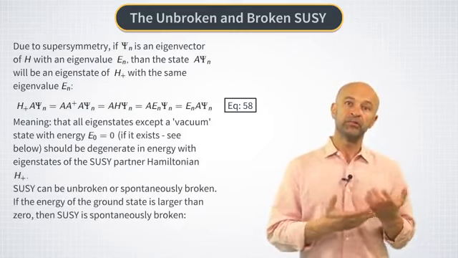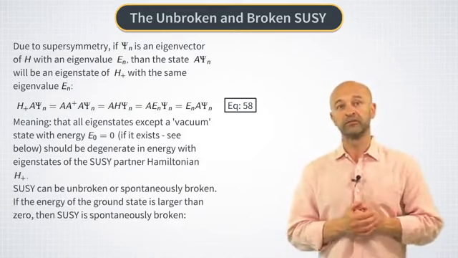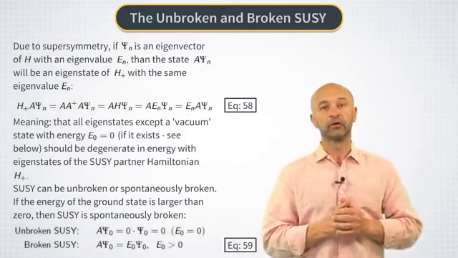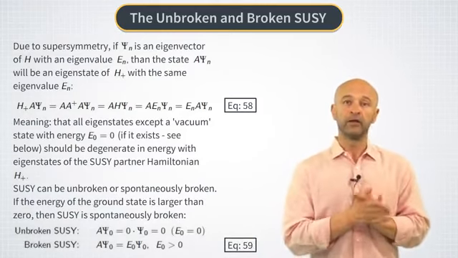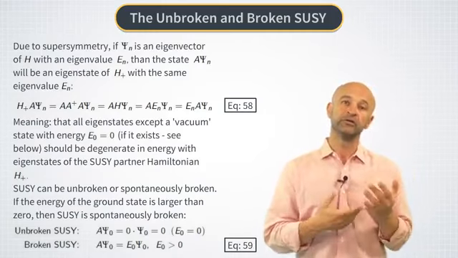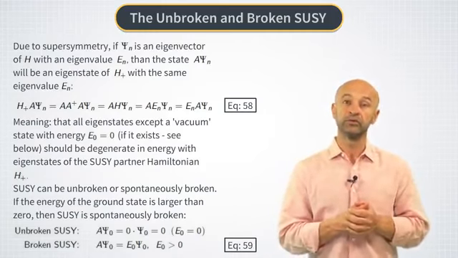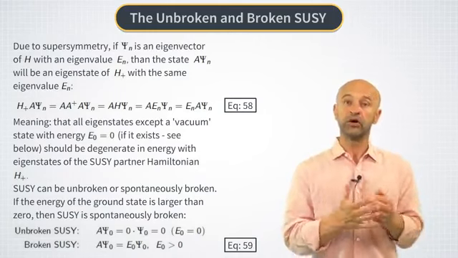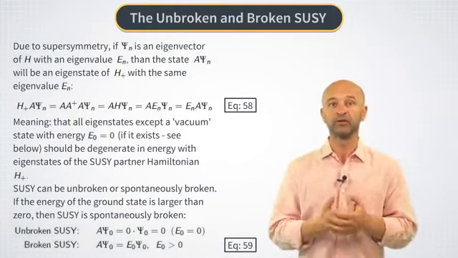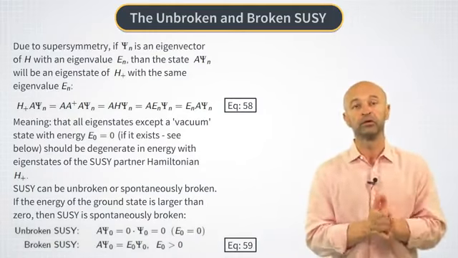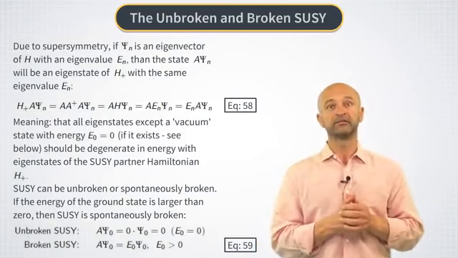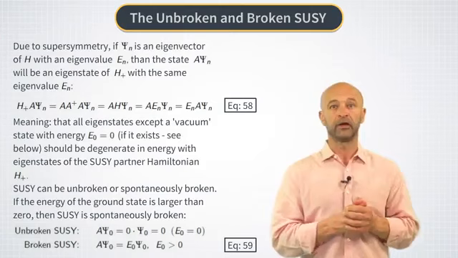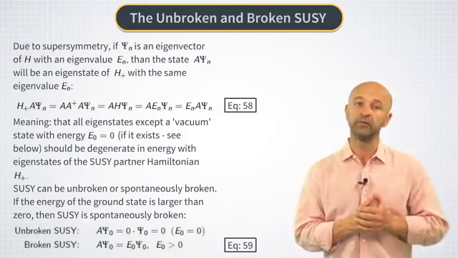And now SUSY can be unbroken or spontaneously broken. If it's unbroken, a ground state with zero energy exists. On the other hand, if the energy of the ground state is larger than zero, supersymmetry is broken. And it turns out that mechanisms of breaking supersymmetry in quantum mechanics and quantum field theory are the same mechanisms that lead to tunneling and escape from a metastable potential.